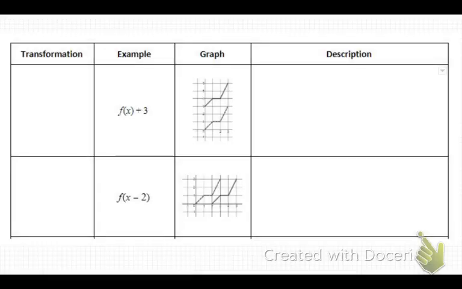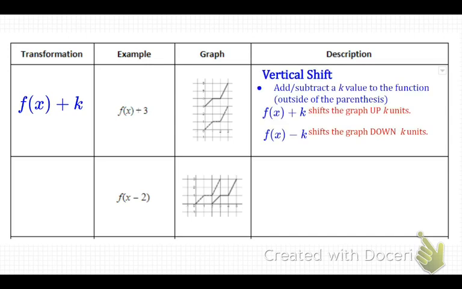So the first one, when I had f of x, then the plus 3 or the plus the number on the outside, which direction does that move? Up and down. So that's f of x plus k. So the up and down value is k. That's a vertical shift. So if it's plus k, it's up, minus k is down.